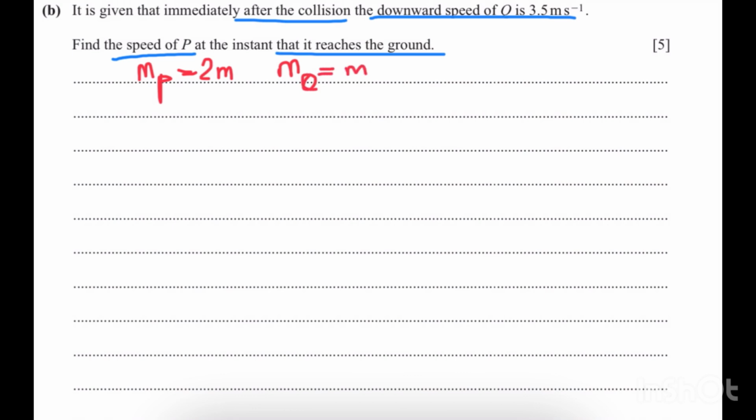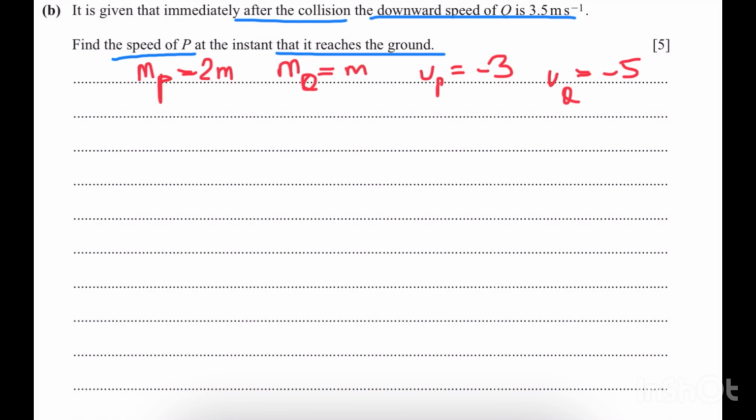And then in part A, we found out the speed of both P and Q before the collision. The speed of P was 3 and the velocity was minus 3. So I'm going to write this down in terms of velocity. As for the velocity of Q, that was equals to minus 5.